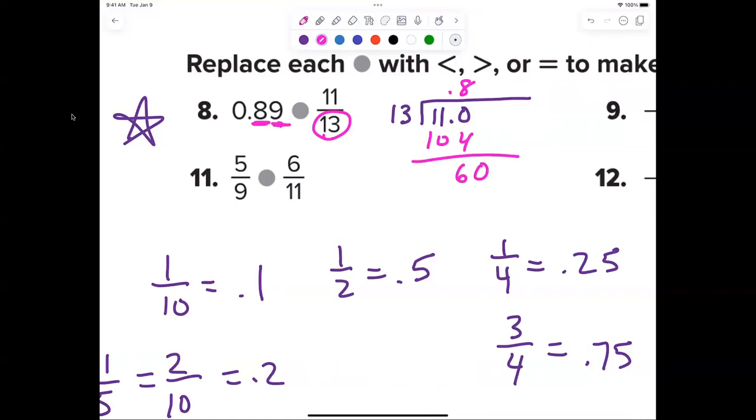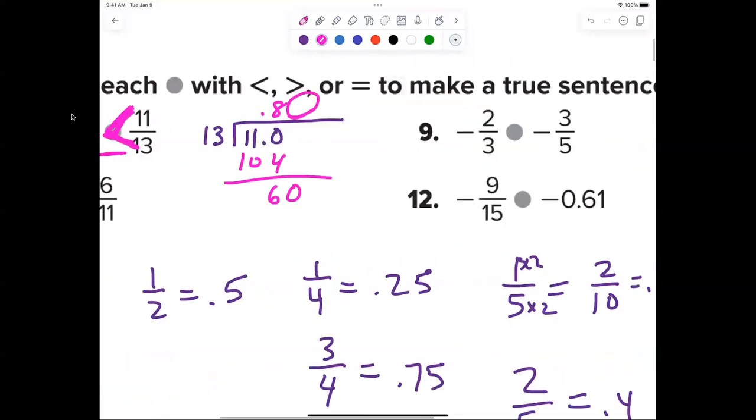So now I'm checking 0.89 compared to 11/13. What sign goes there, please? Less than, right? It has to be less than. Does everybody agree? It's got to be less than 9 here, correct? Is that making sense, guys? All right, come on. This is where I'm trying to help you with your ERBs, getting better.